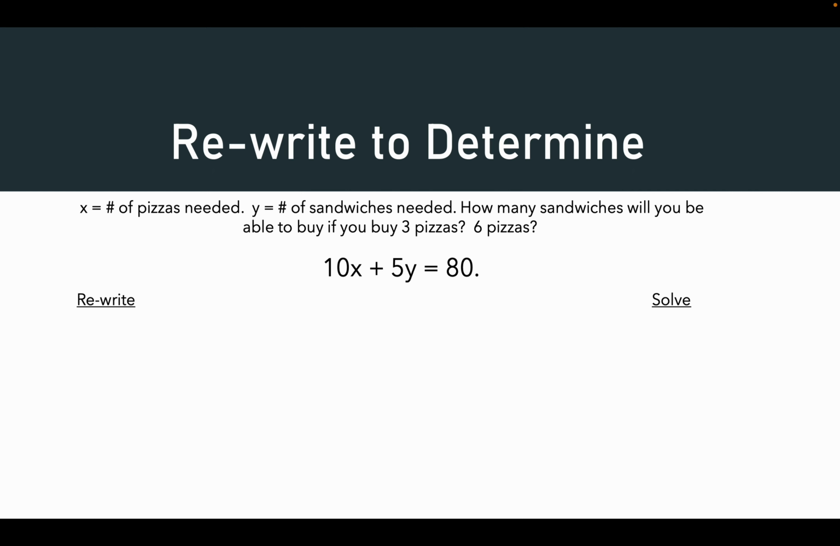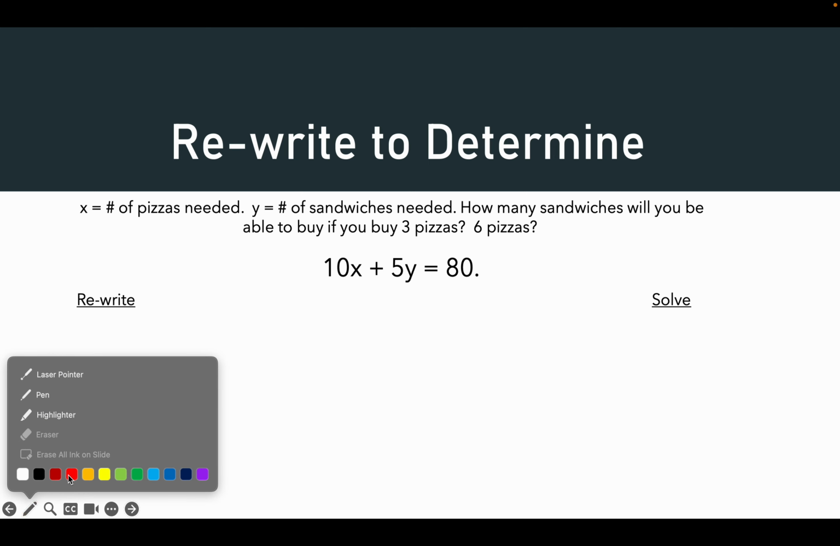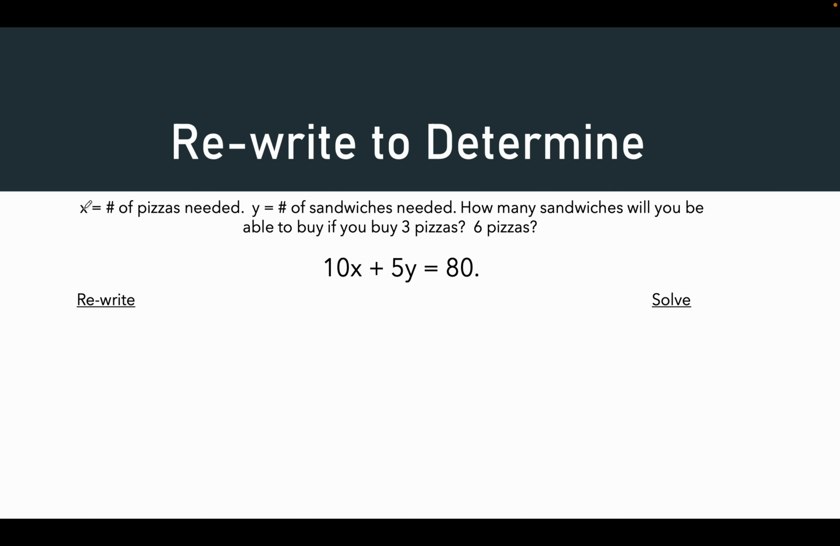Rewrite to determine. All right, so I'm going to change to a pen here. Let's do red today. So I have X equals the number of pizzas needed, and Y equals the number of sandwiches needed. How many sandwiches will you be able to buy if you buy 3 pizzas? 6 pizzas. So this is a question where the answer to y depends on what x is, and vice versa. The answer to x depends on what y is.